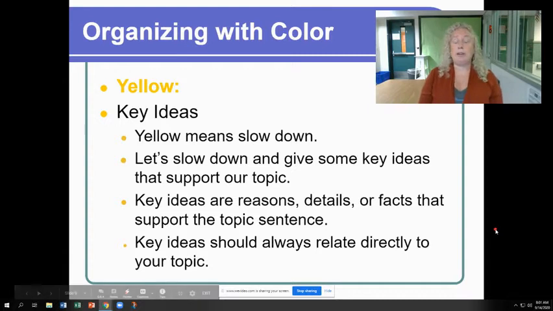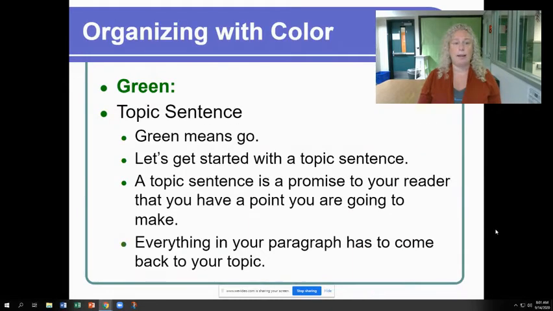Yellow. Yellow in the traffic world means slow down, be careful, right? So in our writing, yellow is going to represent slow down and give me a key idea that supports our topic. So these are those reasons, those details, those facts that support our topic. So for example, if my topic is that cats make good pets, if that is my green, right? My green is cats make good pets. Everything in my paragraph has to come back to cats making good pets. So I can't go on a tangent about why dogs make good pets. Okay? I have to stick to my topic.